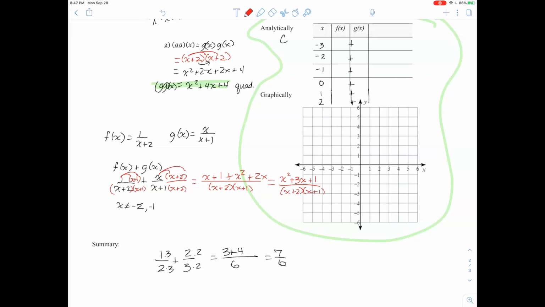Okay, and so you might see a problem where you have to do something like that. And just remember, when you're adding and subtracting fractions, your denominators have to be the same.